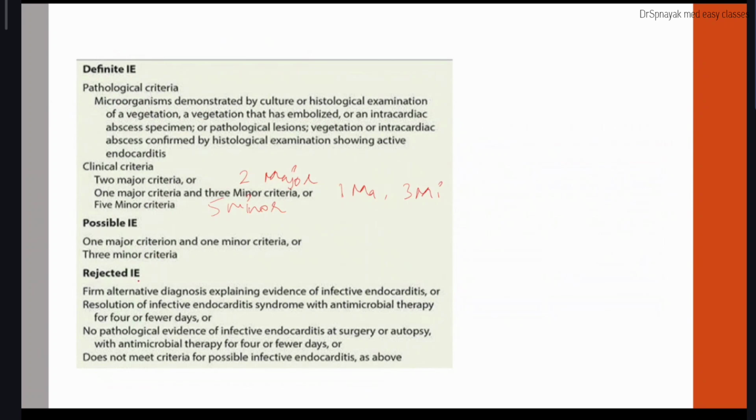And for a rejected infective endocarditis: a firm alternative diagnosis explaining evidence of infective endocarditis, or resolution of infective endocarditis syndrome with antimicrobial therapy for 4 or fewer days, or no pathologic evidence of infective endocarditis at surgery or autopsy with antimicrobial therapy for 4 or fewer days, or which does not meet criteria for possible infective endocarditis as above. If any of these conditions are seen in a patient, then the patient is not suffering from infective endocarditis.